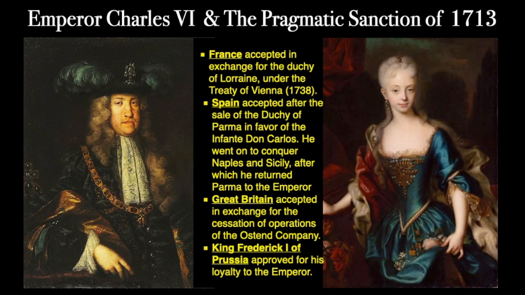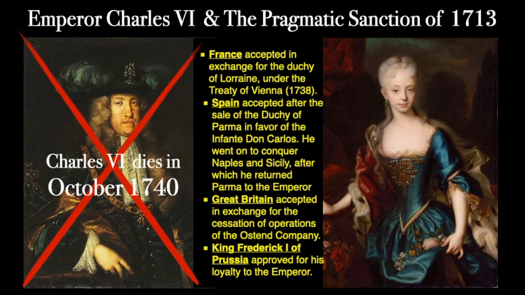Charles VI, Holy Roman Emperor, making all these bribes with France, Spain, Great Britain, Prussia, maybe other people I don't know about. It doesn't really matter. It gives all these bribes to secure the ascension of his daughter, Maria Theresa, to be the Empress of the Holy Roman Empire. All right, this happens in 1713. That's it. Hopefully that makes sense. Hopefully that's clear. 1740, Charles VI kicks it.